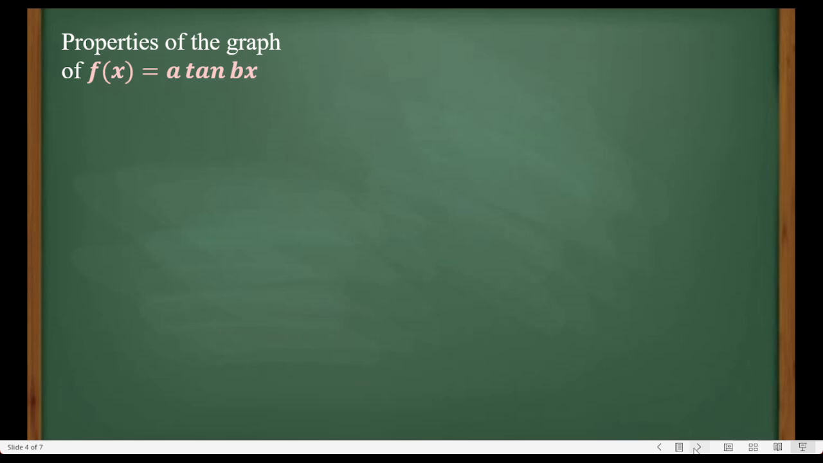Now, for the properties of the graph of tangent functions such as f of x is equal to a tangent of bx, you will notice that this equation right here is a little bit different from the one that I have discussed from the previous slide, because at this point we are now considering a tangent function whose coefficient is not just equal to 1, and the coefficient of x is also not just equal to 1, and these are a and b.